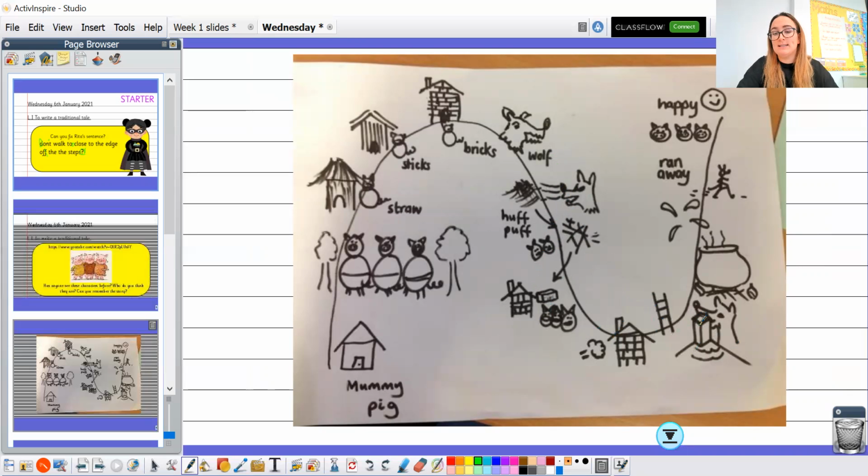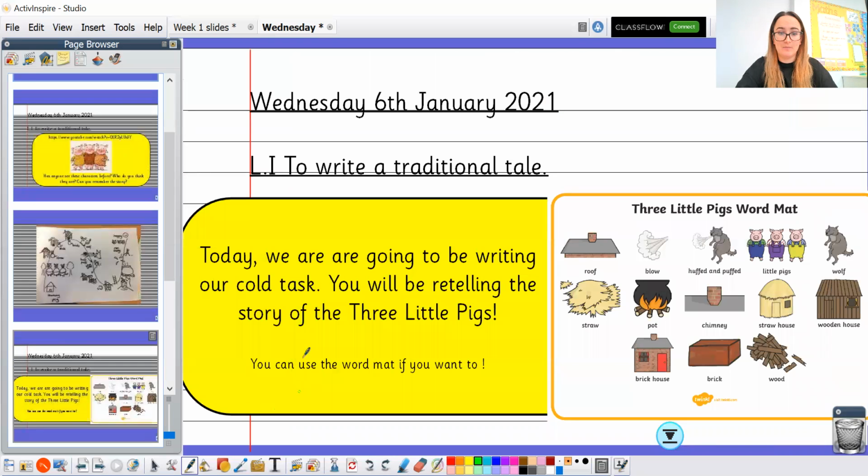Now, what he does then is he falls into the chimney and he lands on the hot pot of water that the little piggies had put out. And then he runs away with a little bit of a burnt tail, and it ends with the three little pigs being happy. That was just a very quick text map there of the story of the Three Little Pigs.